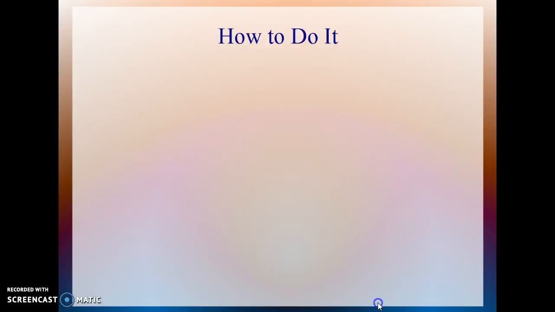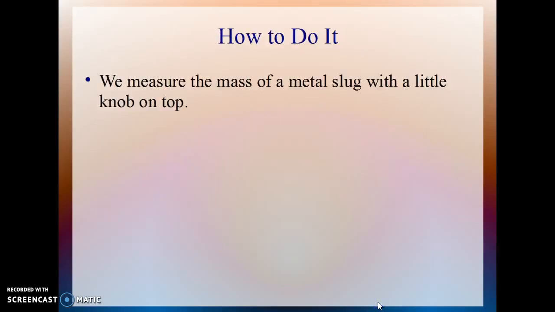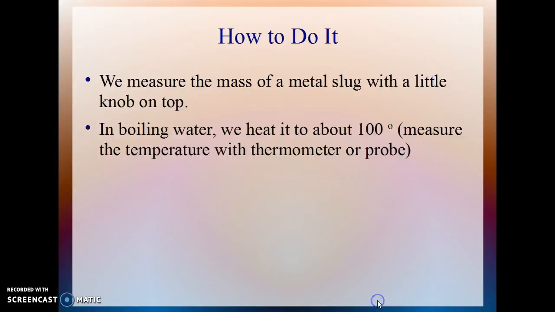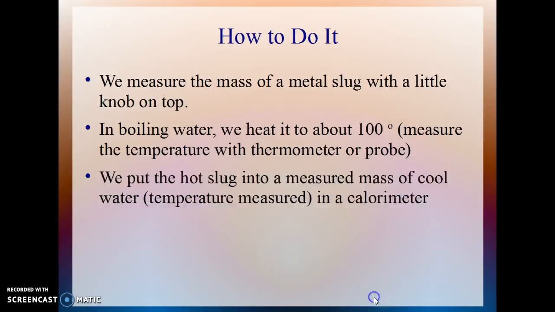Here's how you will do it. You'll measure the mass of a metal slug, and the metal slug has a little knob on top that you can grab, particularly with a pair of tongs. In boiling water, you're going to heat the metal slug to the boiling point, about 100 degrees. It won't be exactly 100 degrees Celsius, and you will measure that temperature.